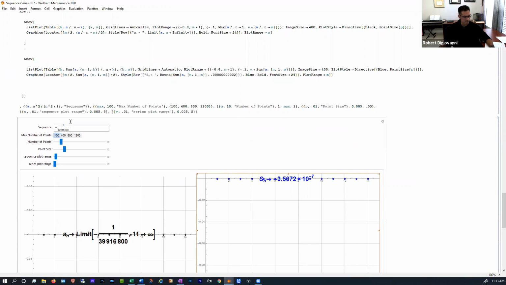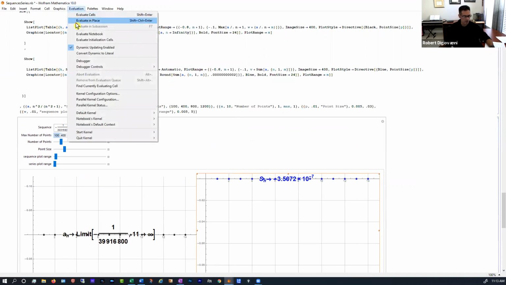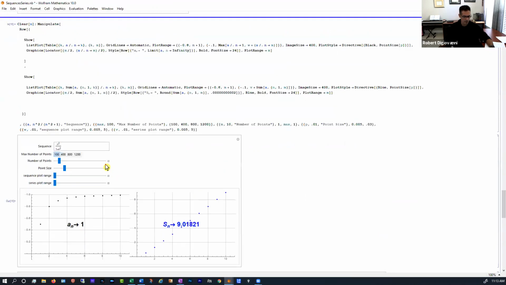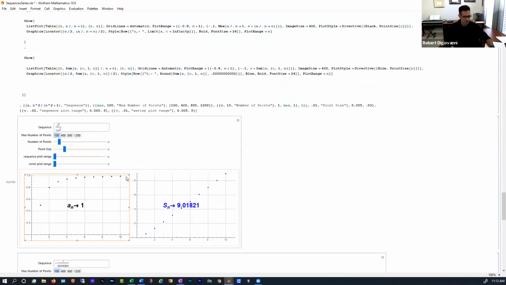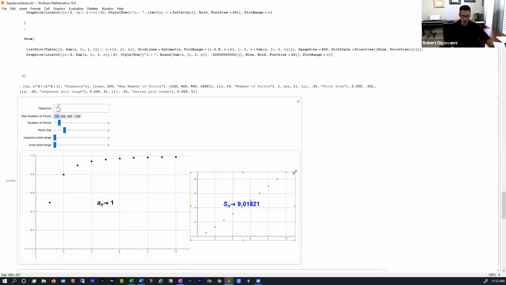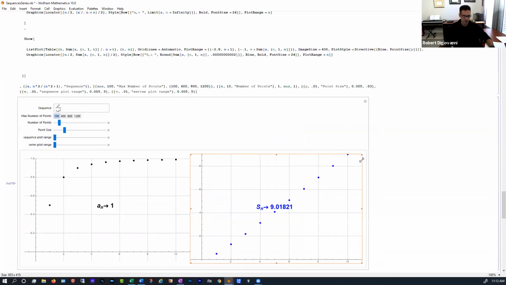Got something crazy going on here. Let me reevaluate this notebook. Okay, so the picture on the left is the sequence and the picture on the right is the series. So I'm going to just go 1 over n.